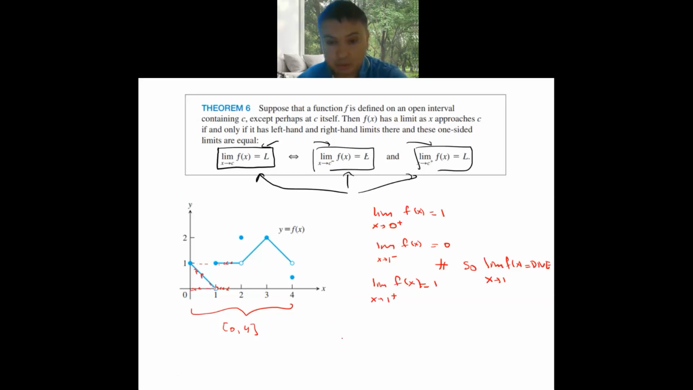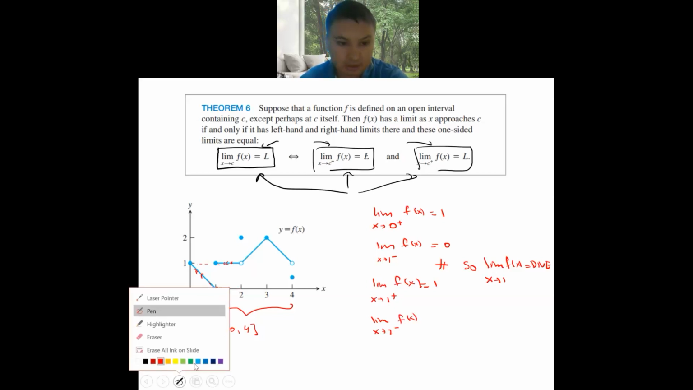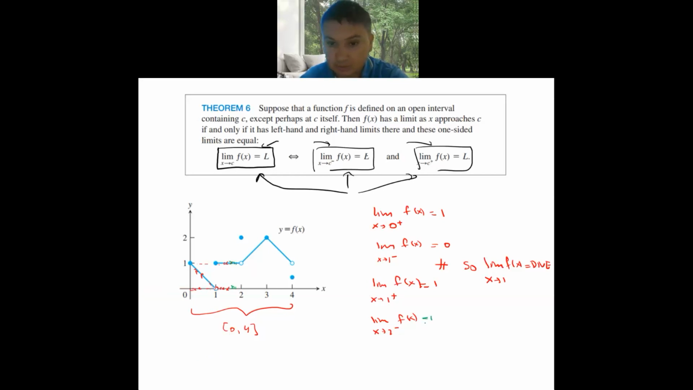How about 2? Let's do 2. Limit as x goes to 2 from the left of f of x: let me pick a different color now. If I approach 2, my function is approaching 1, so this is 1. Now, if I approach 2 from the right, what's happening? I'm moving here, again approaching 1. This is also 1, so those two are equal. This means the limit as x goes to 2 exists and it's equal to 1.